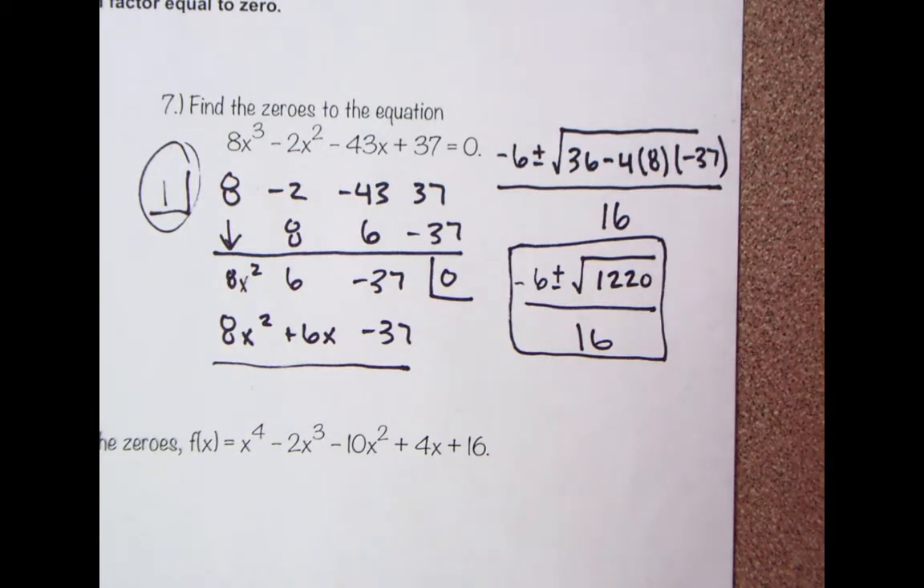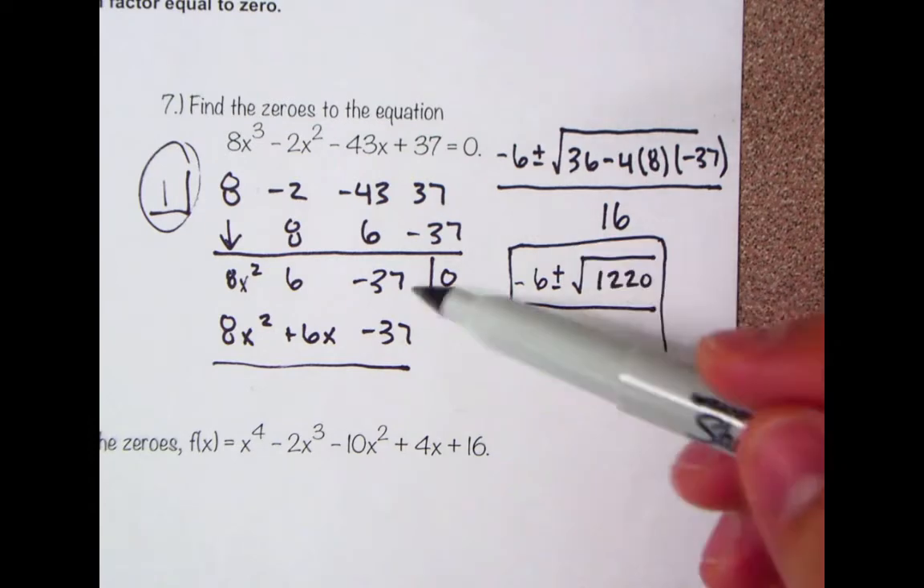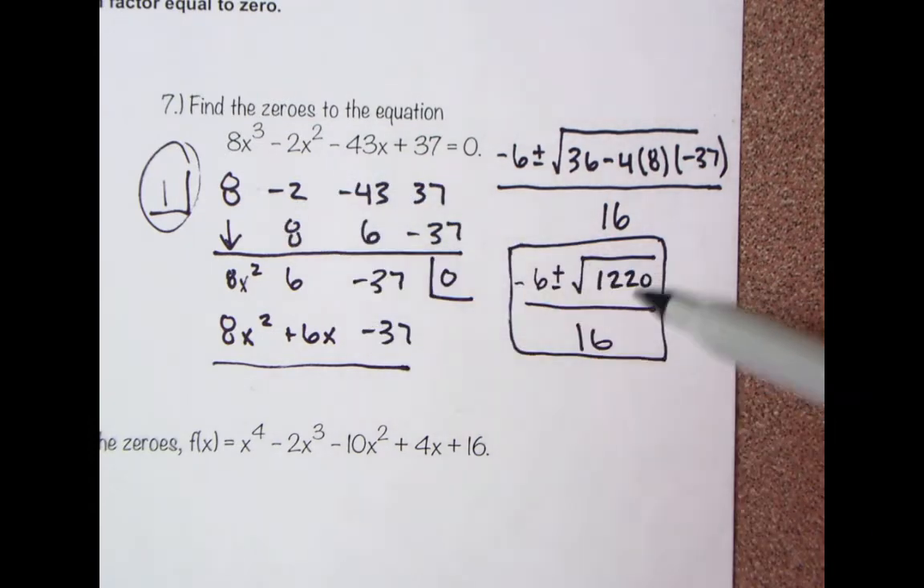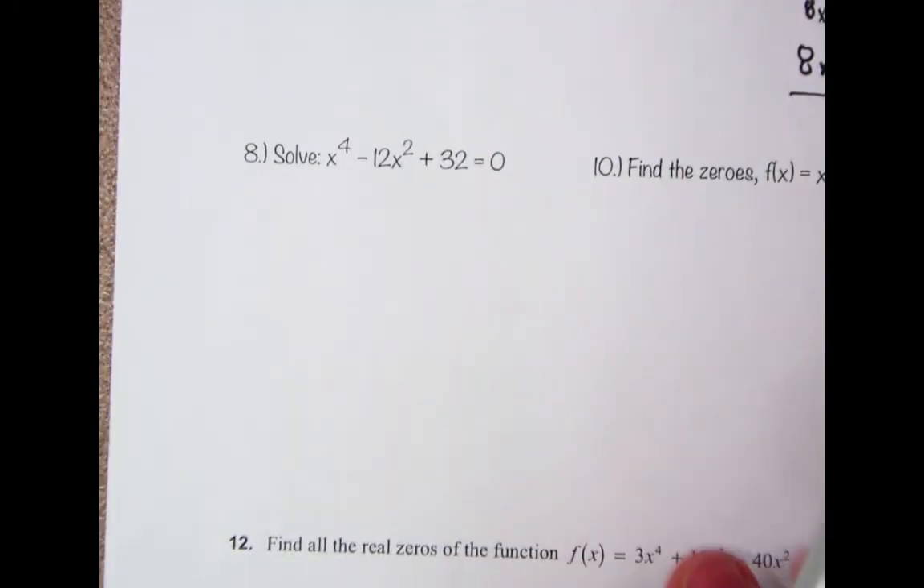Now, what's the other, Mr. G? What's the other thing that could come up? Well, you either will do this and get a quadratic and you use quadratic formula, or this is the other type. Let's look at number 8.